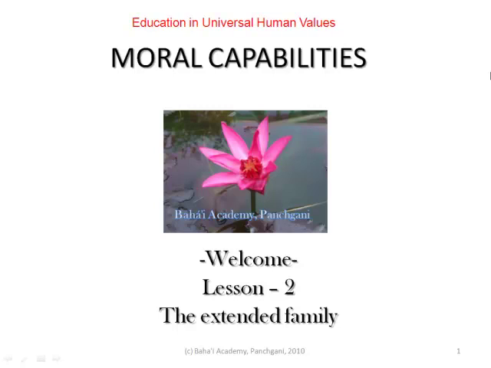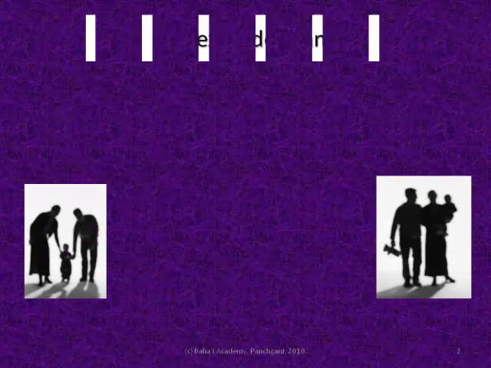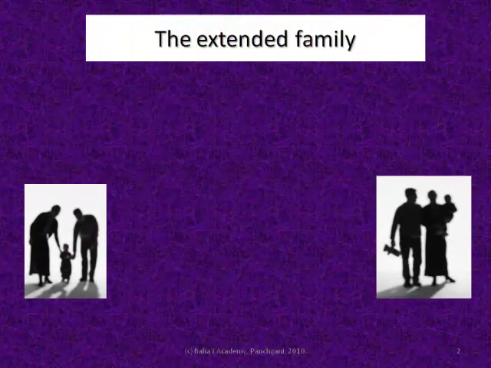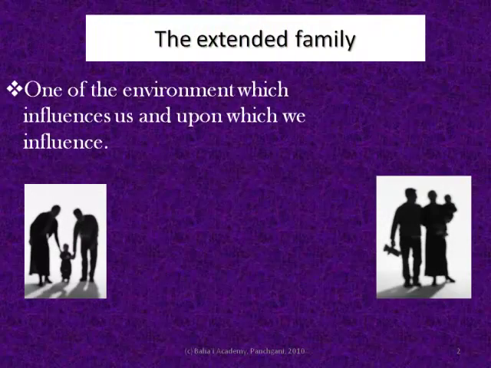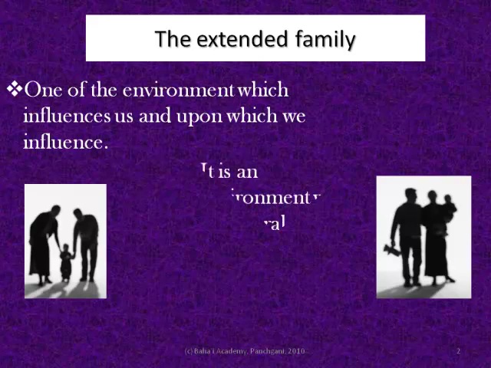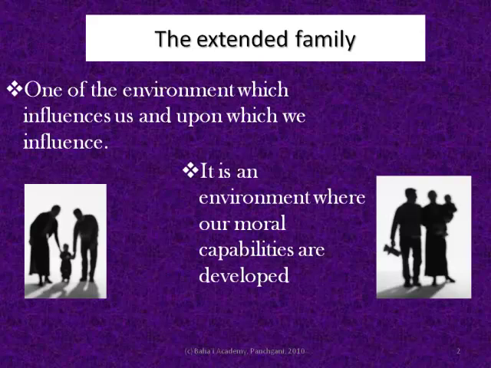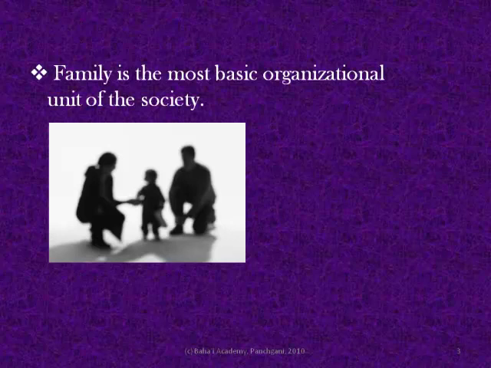Welcome to the second lesson of moral capabilities. This lesson is about the extended family. This is one of the environments that influence us and upon which we can exert influence. It is an environment where our moral capabilities are developed. In fact, the family is the most basic organizational unit of society.